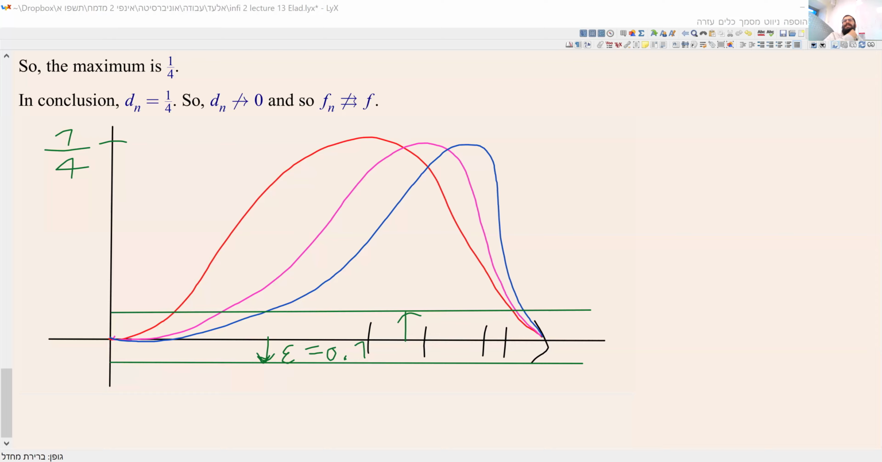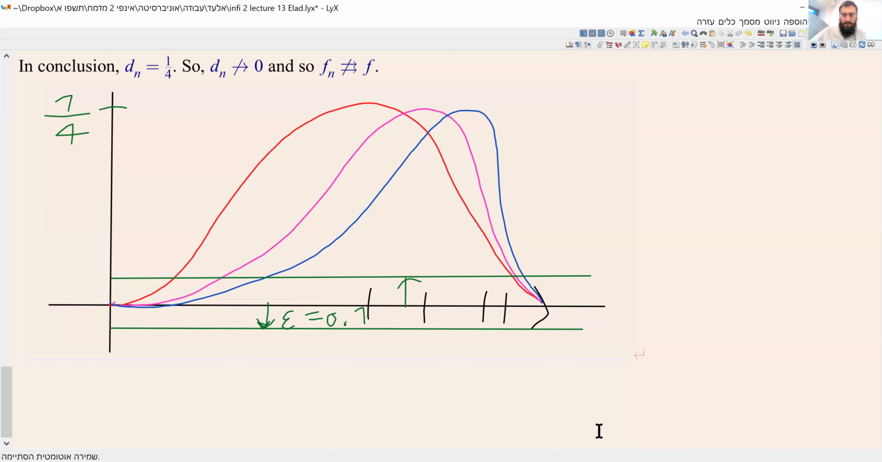Okay. So, I want to prove our theorem, that dn goes to 0 is actually equivalent to all the stuff with epsilon that we defined as uniform convergence. So let's write it down. Proof of the theorem.